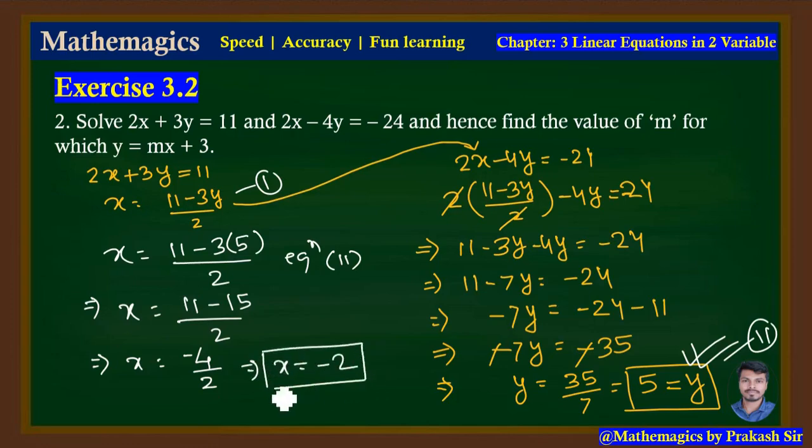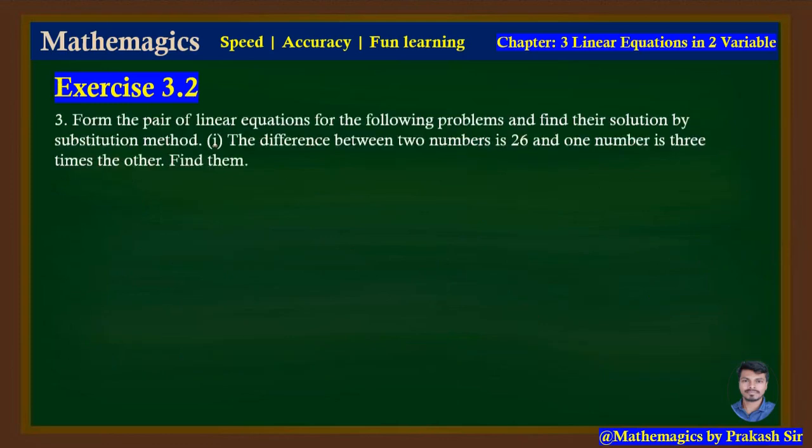So finally, dear friends, we got the final answer, that is x is equal to minus 2 and y is equal to 5. This is the final answer. I hope you have understood. Now question number 2 is over. We are moving forward to question number 3.